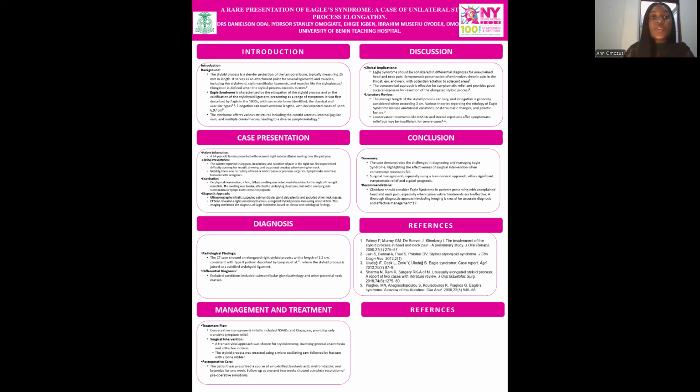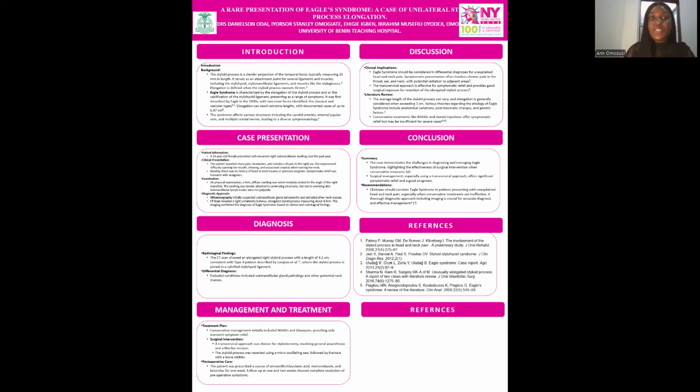Eagle syndrome is characterized by the elongation of the styloid process and/or the calcification of the stylohyoid ligaments, presenting as a range of symptoms. It was first described by Eagle in the 1930s with two main forms identified, the classical and the vascular types. Elongation can reach extreme lengths with documented cases of up to 6.97 cm.